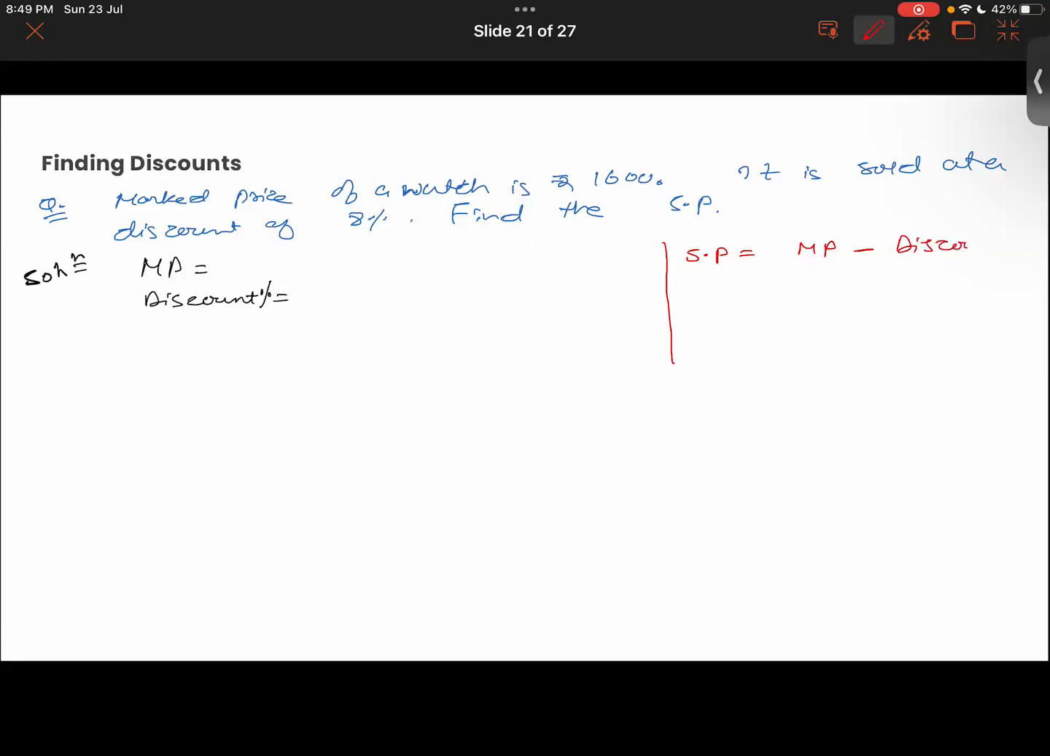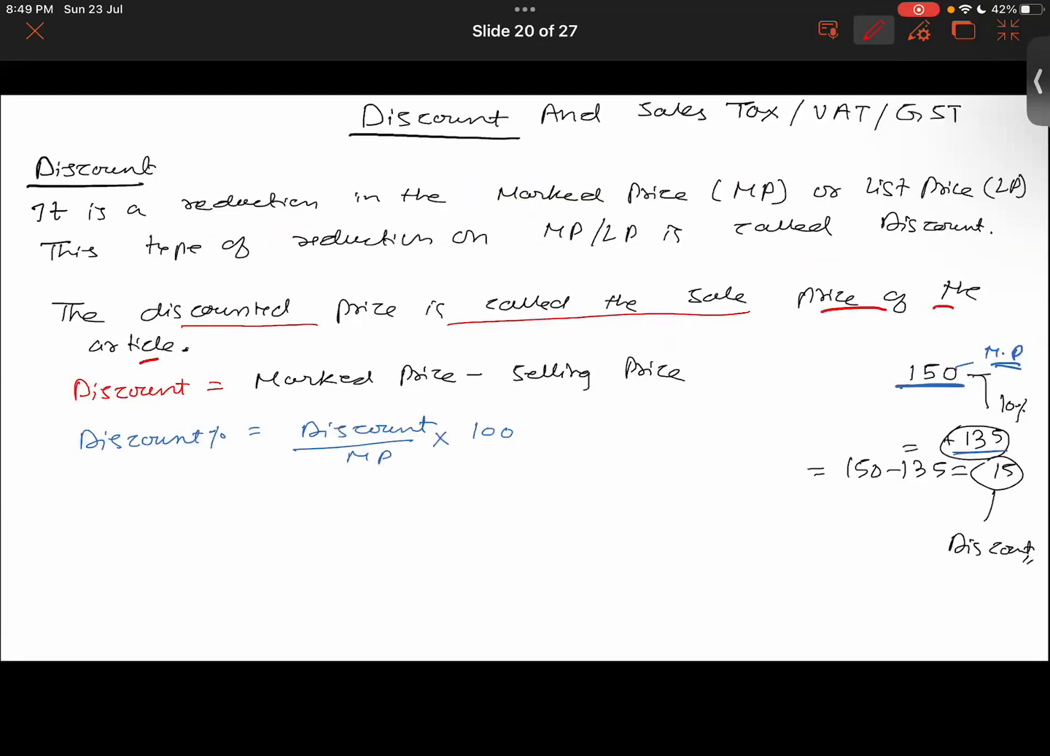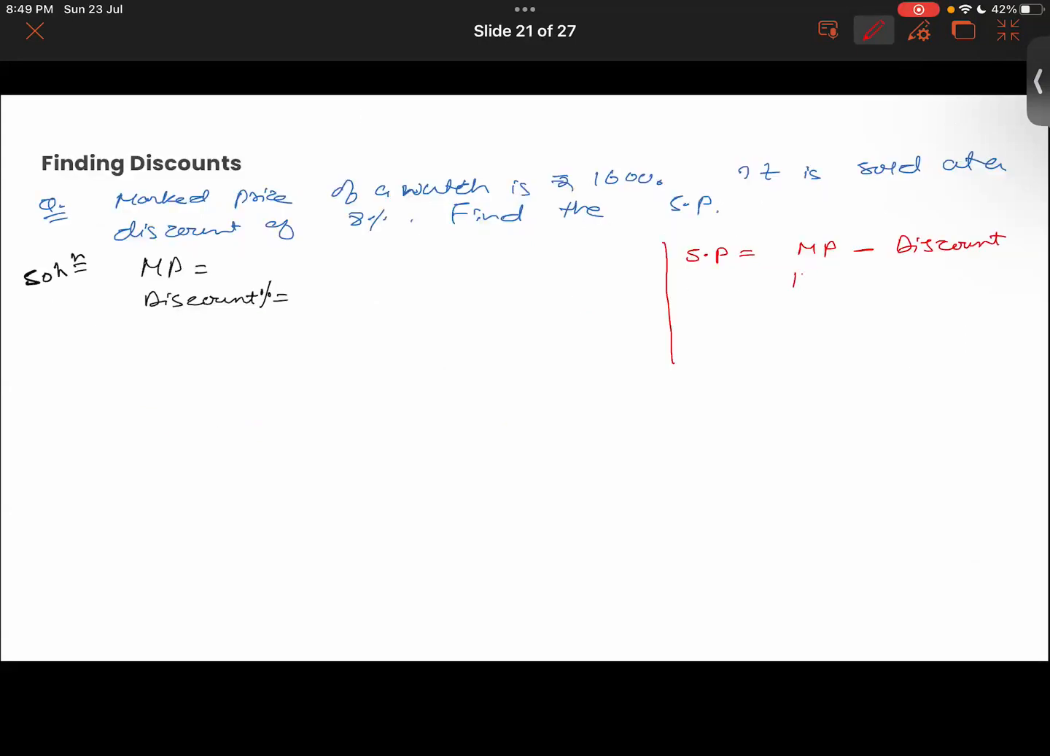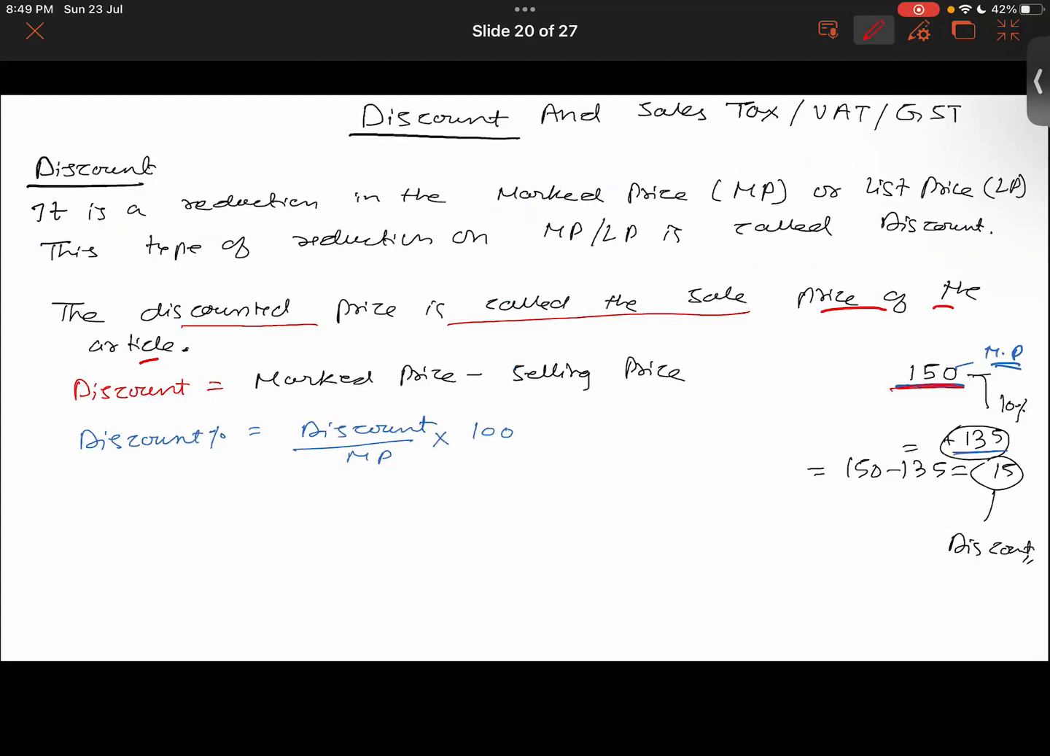That should be giving me the selling price. Take the example here. 150 rupees was the mark price now. So let's say I'm just taking an example here. The mark price of an article in a mall or in a shop was 150, and there was a discount of 15% or 10% on that article. So 10% of 150.